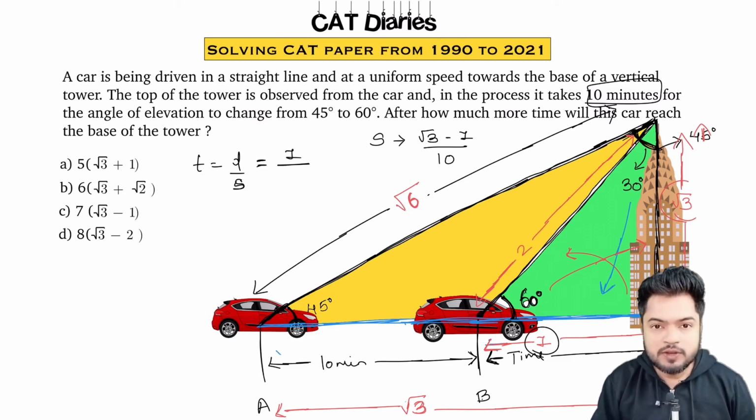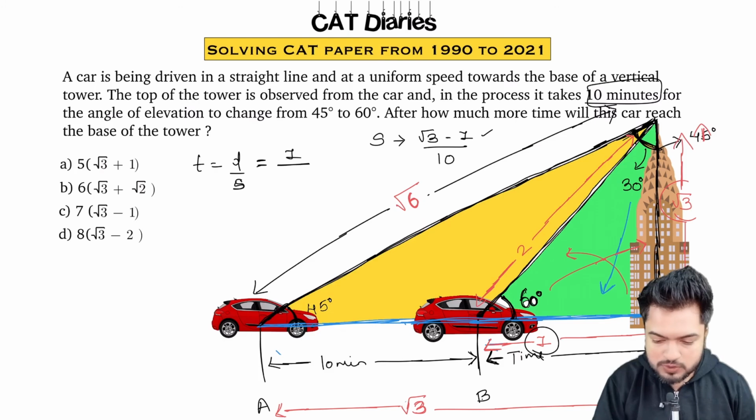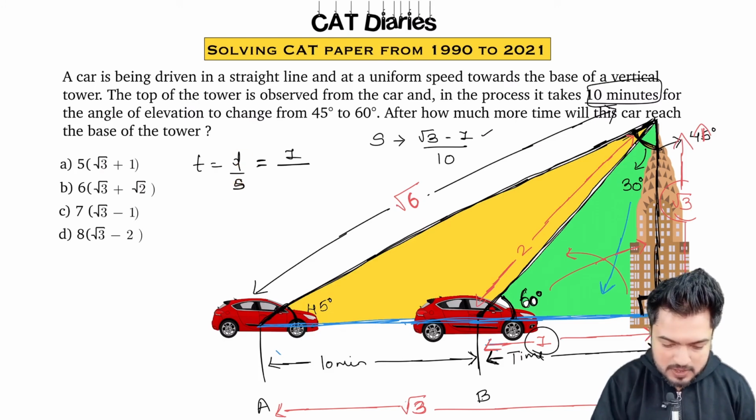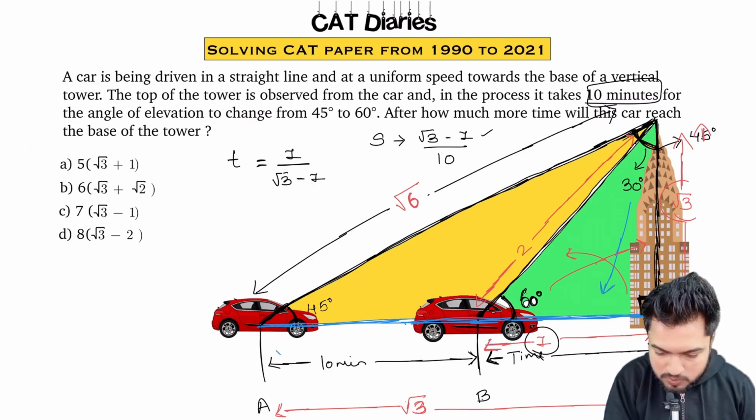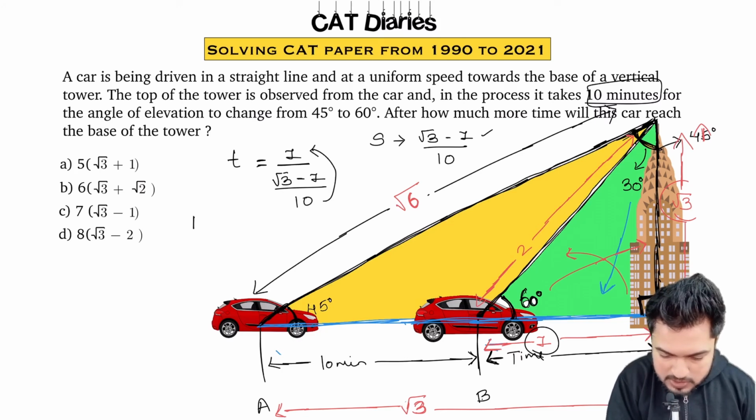What is the speed of the car? We know that it is root 3 minus 1 divided by 10. So I know the time then. Okay, so let's solve this. Time is equal to distance upon speed. Distance is 1. Speed is something that I already know. So time is equal to 1 divided by root 3 minus 1 divided by 10. Now this 10 goes at the top. So this becomes time is equal to 10 upon root 3 minus 1.